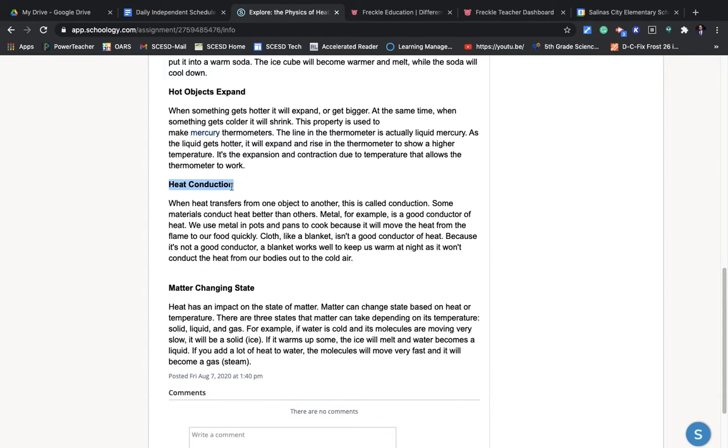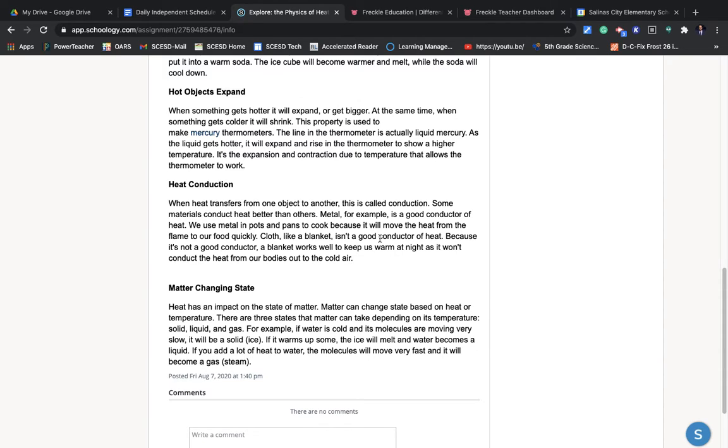Heat conduction. When the heat transfers, and you might write down conduction, that might be something worthwhile for your terms in your notes. When heat transfers from one object to another, this is called conduction. That way you can also write down the definition here. It might be on our assessment. Some materials conduct heat better than others. Metal, for example, is a good conductor of heat. We use metal in pots and pans to cook because it will move the heat from the flame to our food quickly. Cloth, like a blanket, isn't a good conductor of heat.